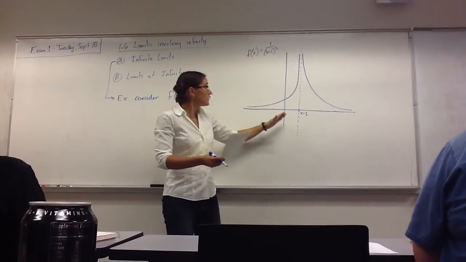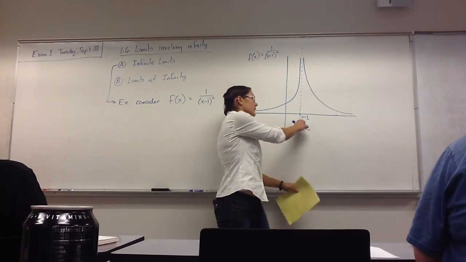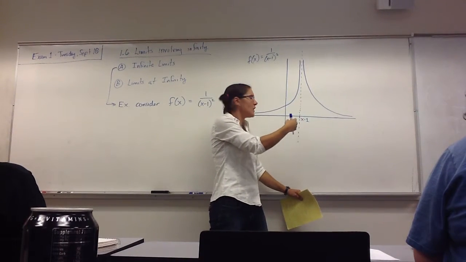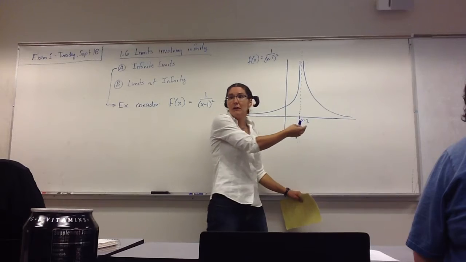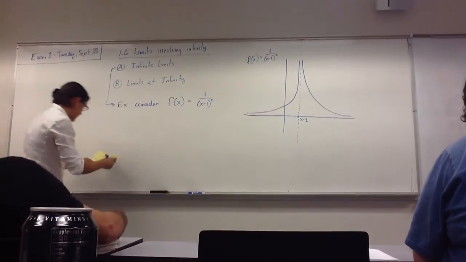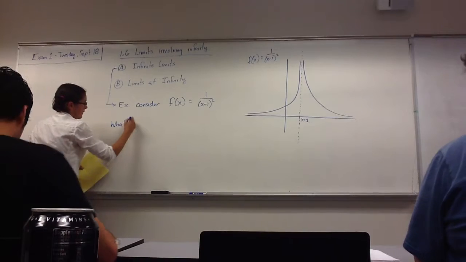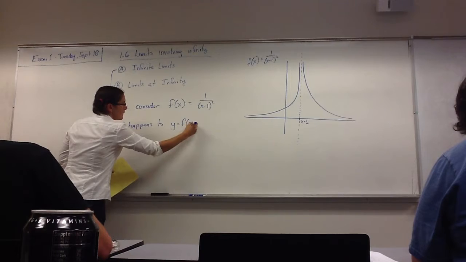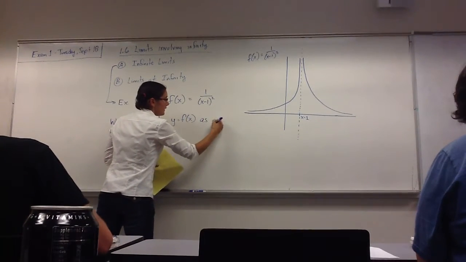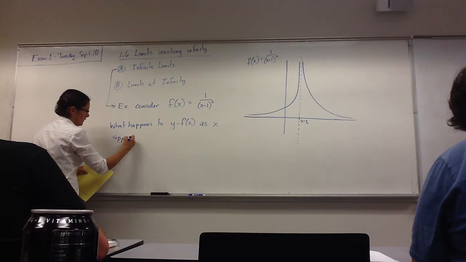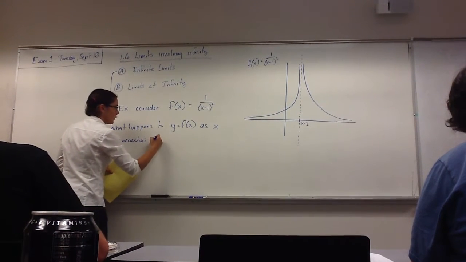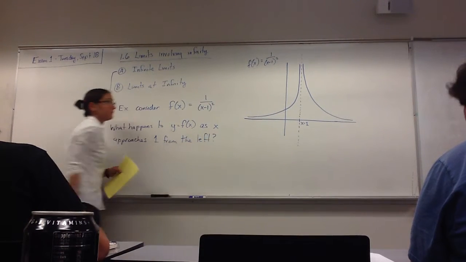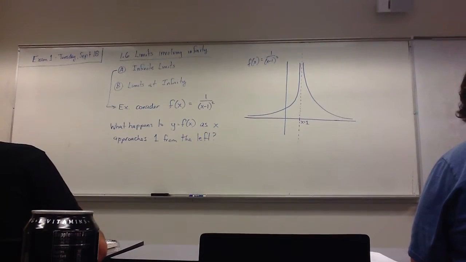So what we want to do is look at this function near values of x equal to 1 and understand what's happening to the function. When we talk about looking at values near x equal to 1, we're talking about limits. And so I might ask the question: what happens to our function y equals f of x as x approaches 1 from the left?